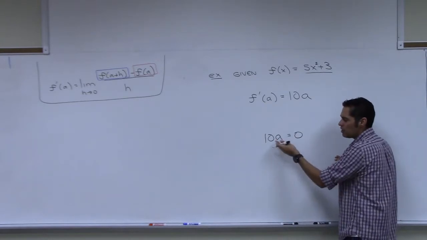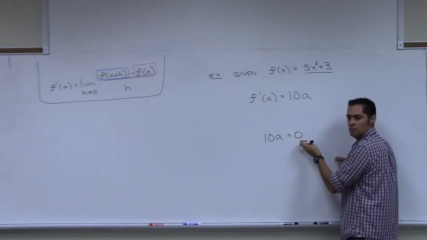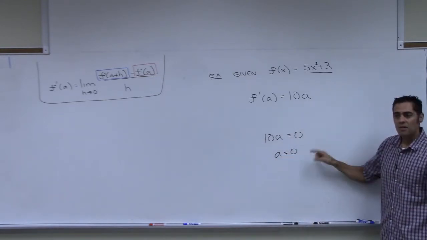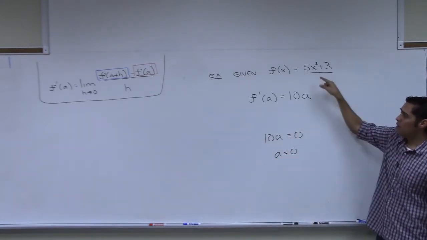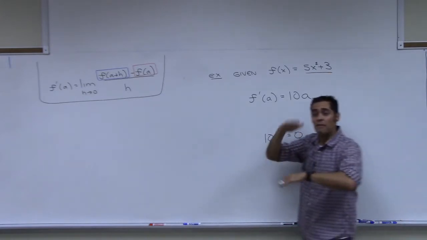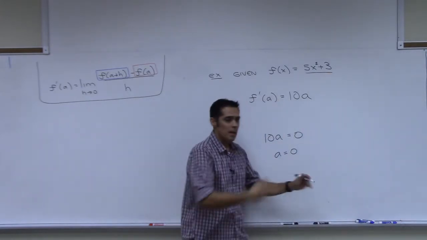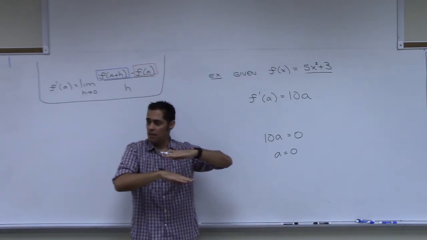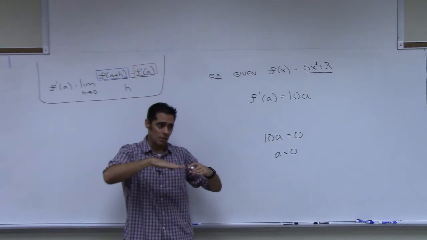Now, what's the only number you can multiply by 10 and get 0? 0. So that means a must be 0. So what this is telling me is that if I want to know where the highest or lowest point of that graph is, I need to go look at the x-coordinate of 0. And there's where I have a flat tangent line. And that should correspond to either a lowest or highest point.